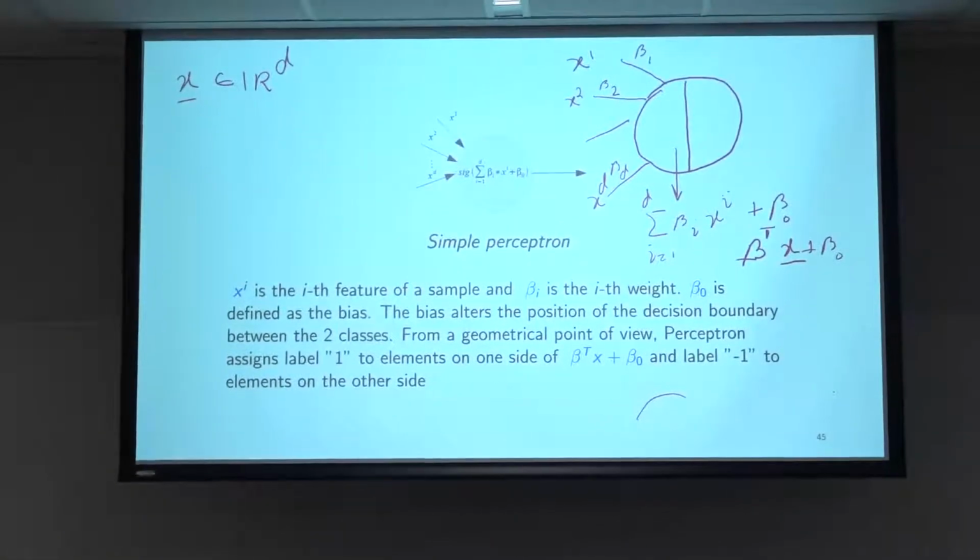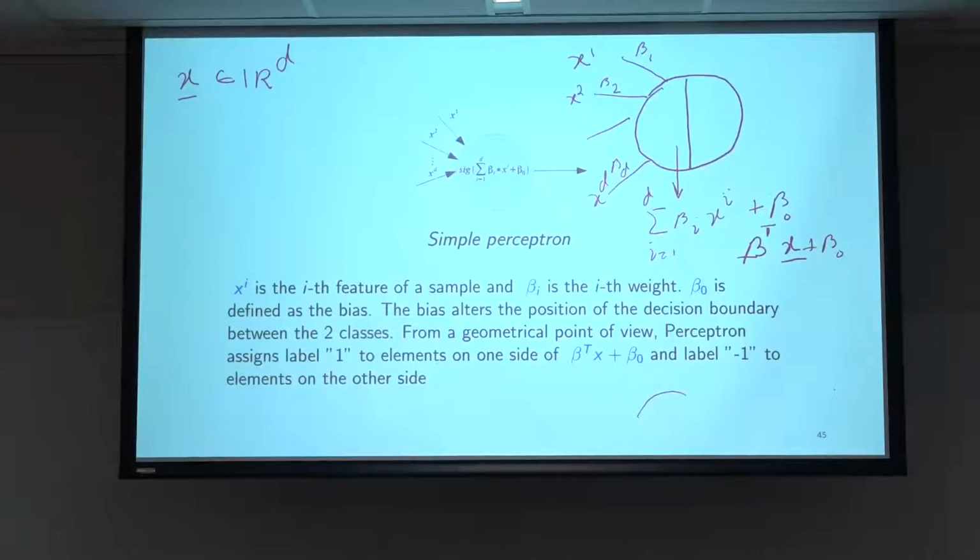The second part of the perceptron is a nonlinear function, which is usually called the activation function. When we apply a nonlinear function to this weighted sum, traditionally, this activation function is a step function. So if beta transpose x plus beta null is negative, when you apply a step function to it, the output would be -1. And if it's positive, the output would be +1. Okay? So the output of the perceptron is either -1 or +1.